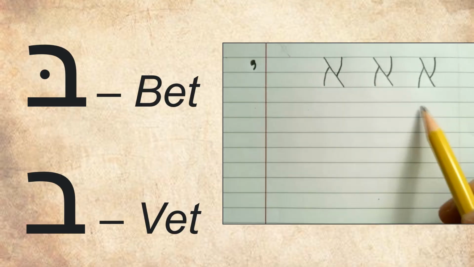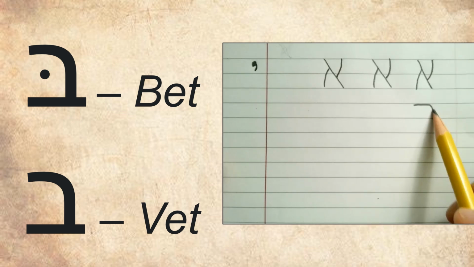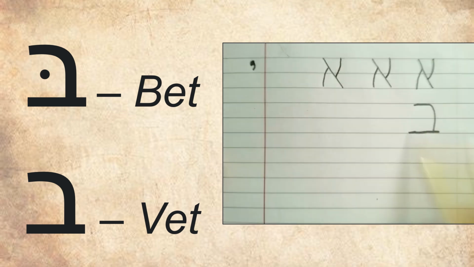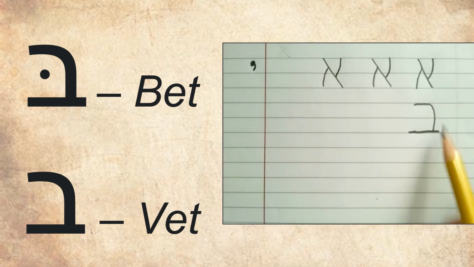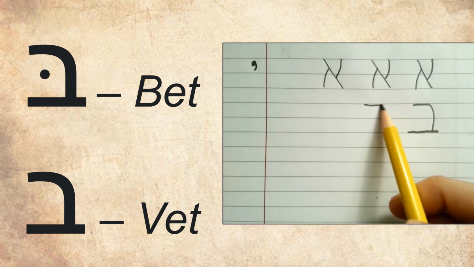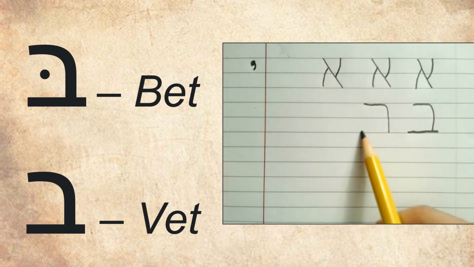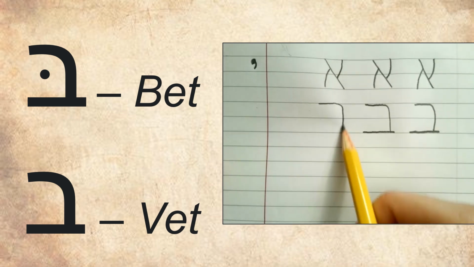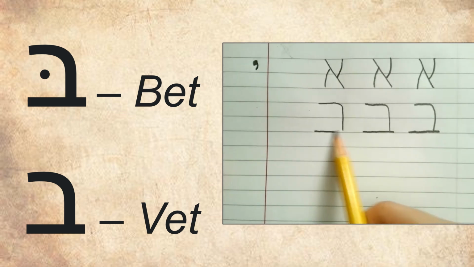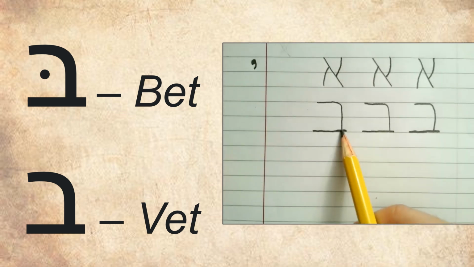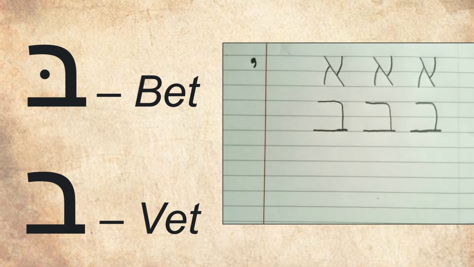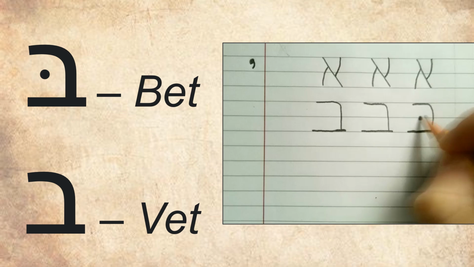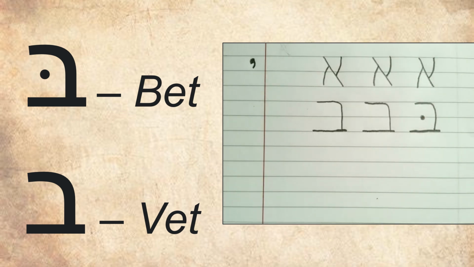Next is the letter Bet. Do a curve, and then it has a base, and it's very important to remember the base goes past the curve. The base goes past the curve. Remember that, or the line. Okay, so the first version of Bet has a dagesh in it, a dot, or we'll call it a ball.